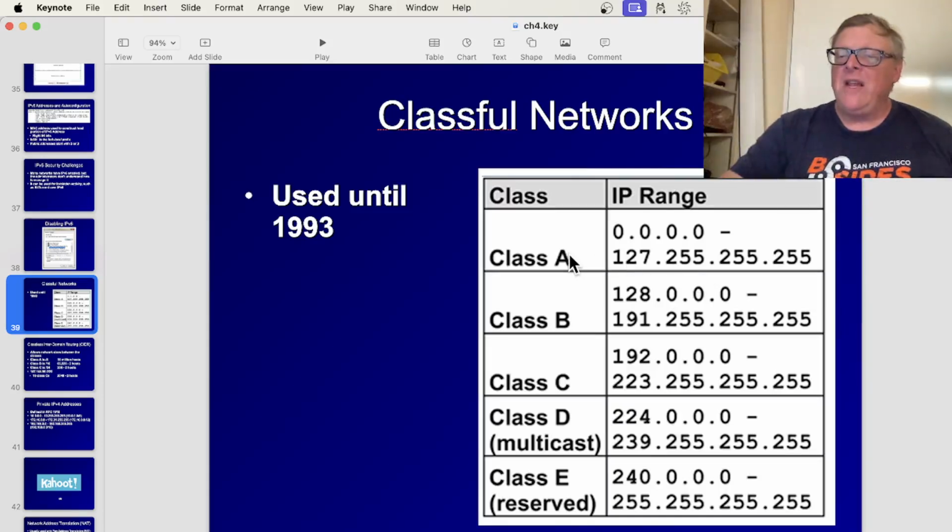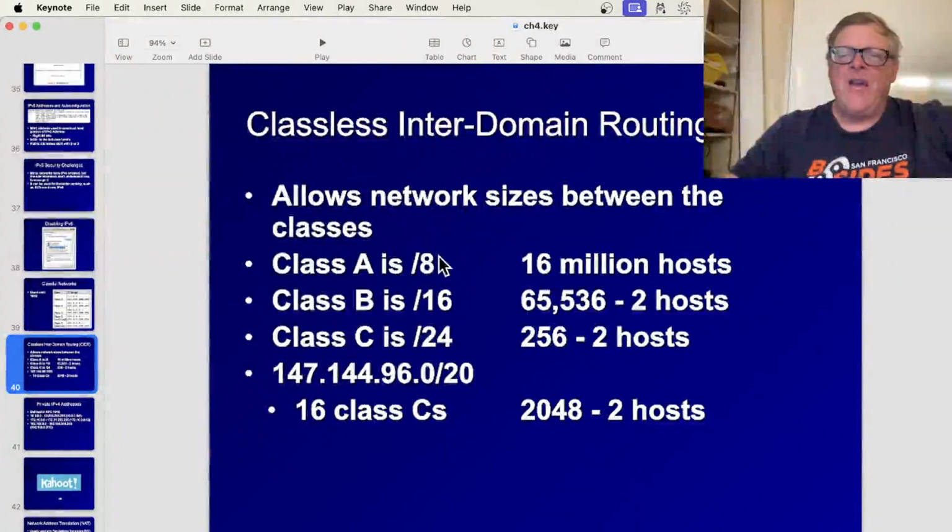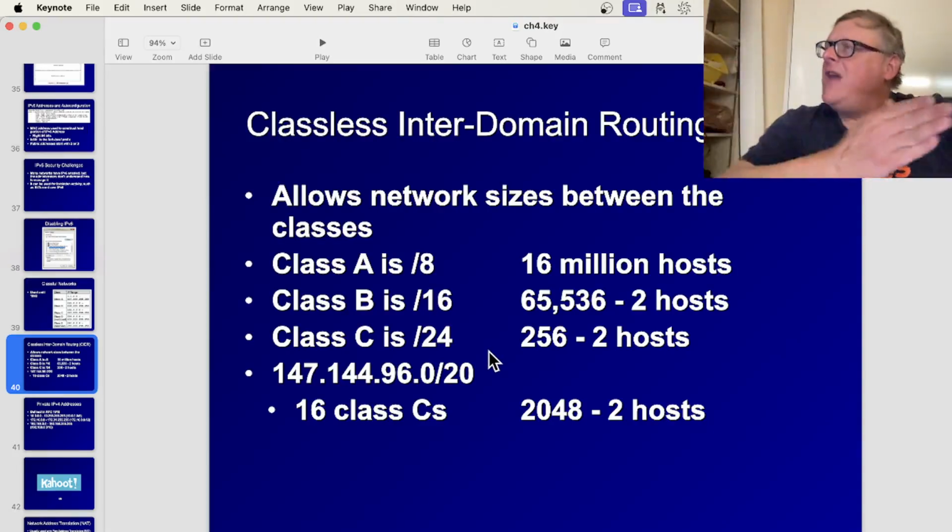So instead of just having Class A with 16 million addresses and Class B with 65,000 addresses and Class C with 256 addresses, they wanted to break these into smaller chunks in between them to be less wasteful. So now we use the slash number, /8, /16, and /24, which determines how many ones there are in the network mask. And now you can have a /9 and a /20 and a /26, all these sizes of networks.